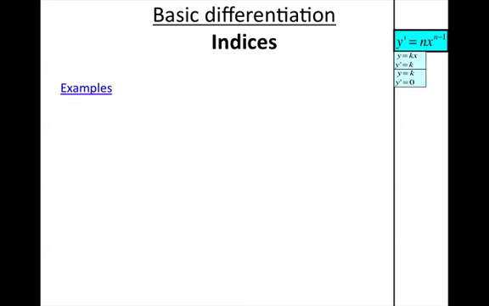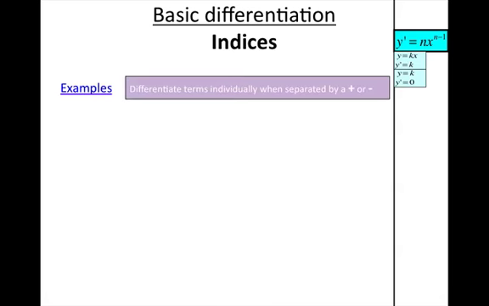Let's move on to a few harder ones. Remember again, when they're separated by a plus or minus, just do them one at a time. Differentiate them individually. So we've got x to the 4 minus 6x. So individually we do the x to the 4, we bring down the power, minus 1 from the power, so that becomes 4x cubed. And the minus 6x, remember, look at our right-hand column, anything with a coefficient of x just becomes that number. So minus 6x becomes minus 6. And that's that done.